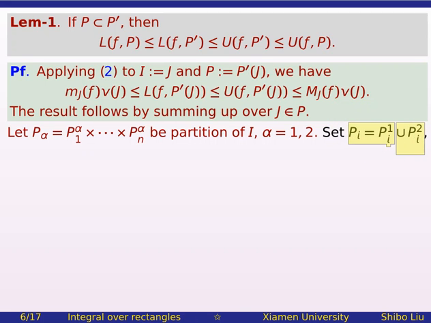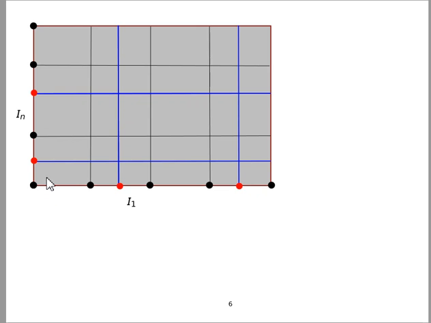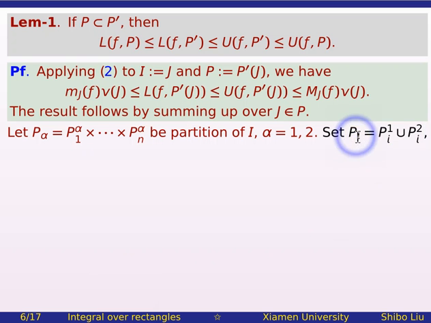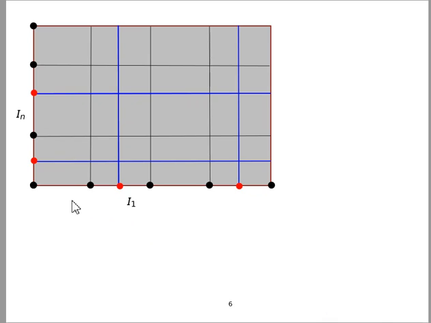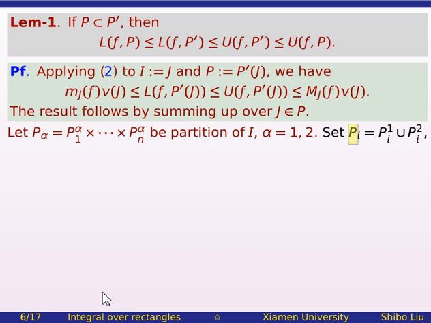For the vertical direction, this is also the case. All these six points determine the partition P2 here. These two partitions of this edge and this edge then determine the partition of the rectangle.